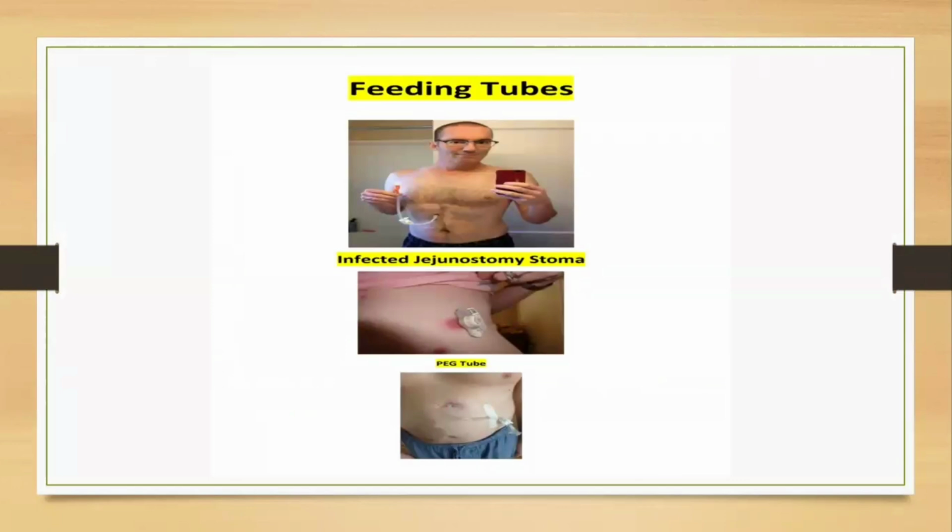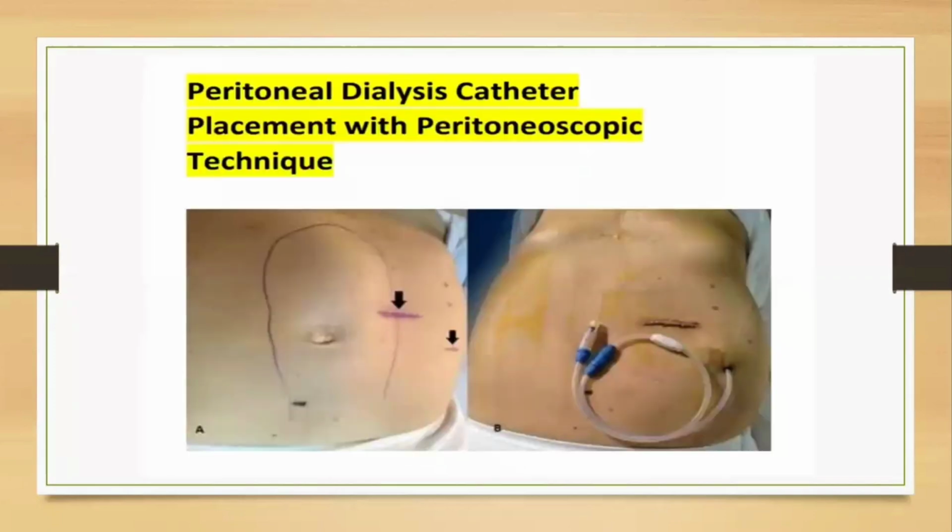That this patient has a PEG tube in situ, that is percutaneous endoscopic gastrostomy tube, just the feeding tubes. Okay, again peritoneal dialysis catheter placement. These are the scars basically. They are present in the lower abdomen mostly, under the umbilicus or in the sides as well.